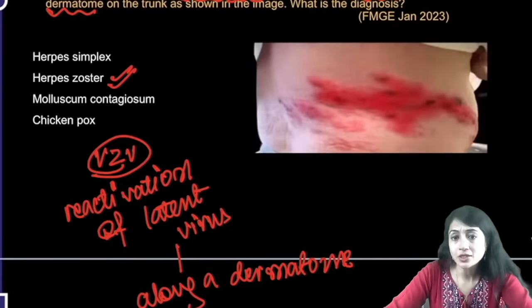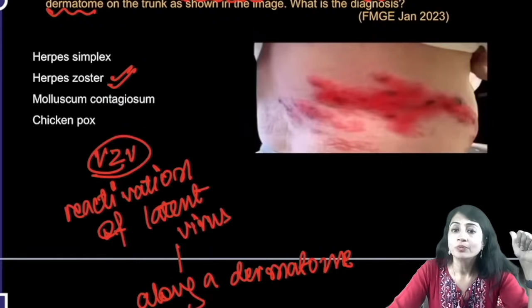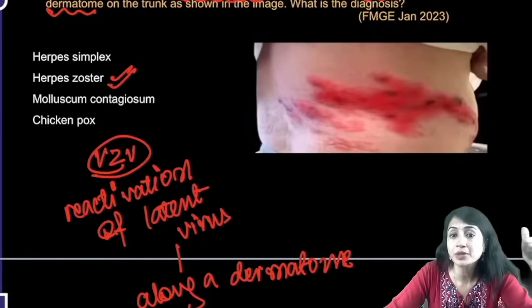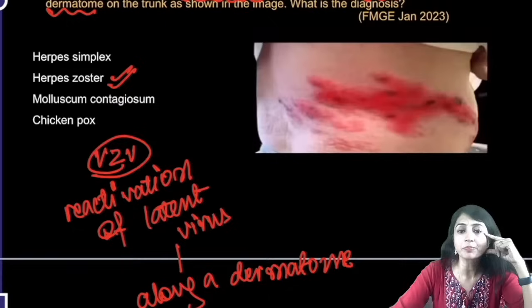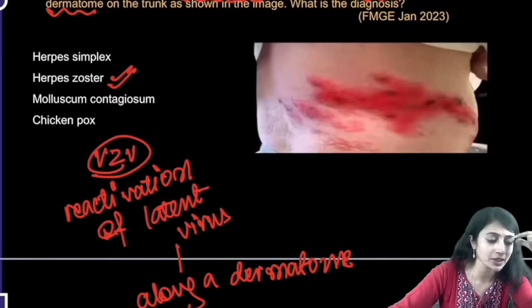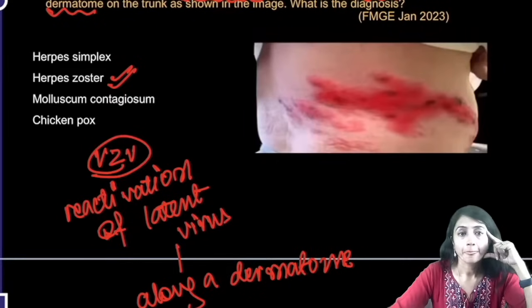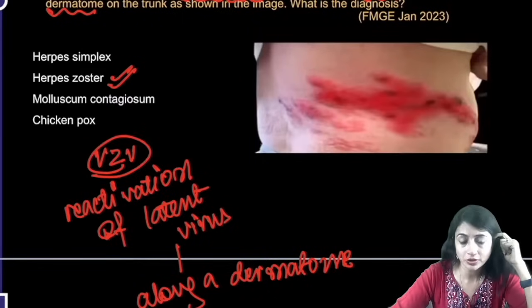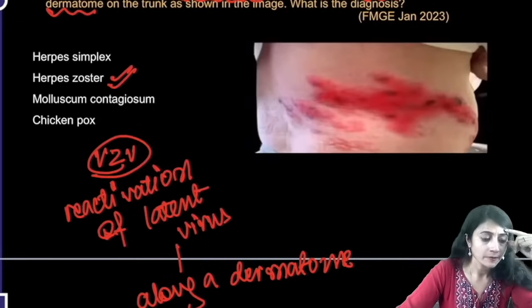Herpes simplex, on the other hand, will present with coalescing vesicles. Molluscum contagiosum will present with umbilicated papules, and chicken pox will present with, what is the typical appearance that you see in chicken pox? Tell me. The characteristic appearance in a chicken pox patient, again a potential question, and that's why I'm asking you this.